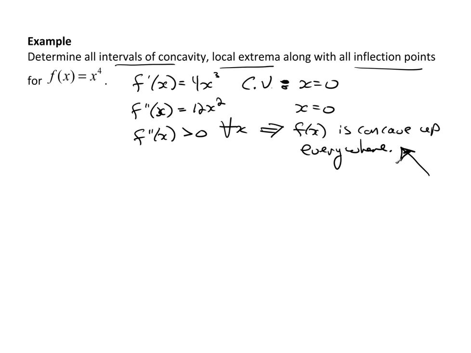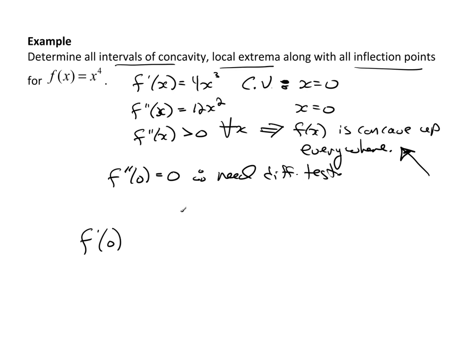So now I need to see if the critical value of x equals 0 actually identifies some type of a local extrema. So notice that f double prime of 0 is equal to 0. Therefore, I need a different test. Since the second derivative is 0, I can't tell if 0 is going to be a local min or a local max based on the second derivative test. I need to go back and take a look at the first derivative at 0, actually each side of 0, and figure out what's going on.